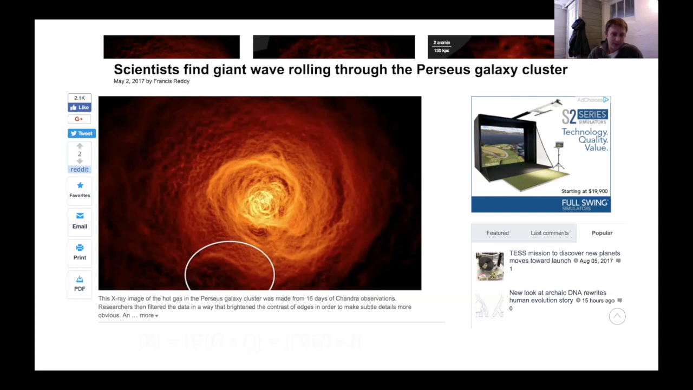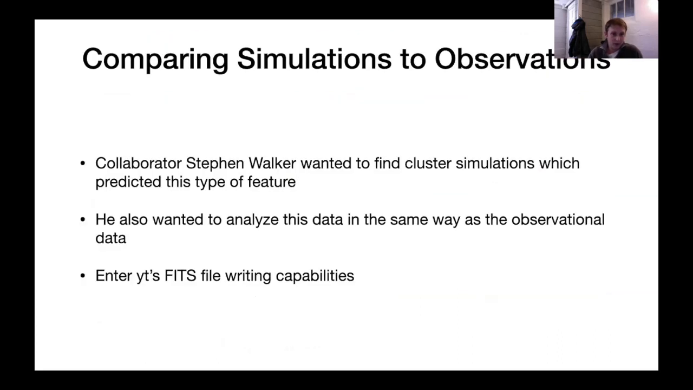He said, "You've got some simulations, how can I look at them?" He also wanted to analyze this data in the same way as the observed data. What observers typically have when it comes to astronomical images is a file format called FITS, which can store images and tables. One of the things I wrote into YT a number of years ago was these FITS file writing capabilities, where you can write FITS images from slices and projections.